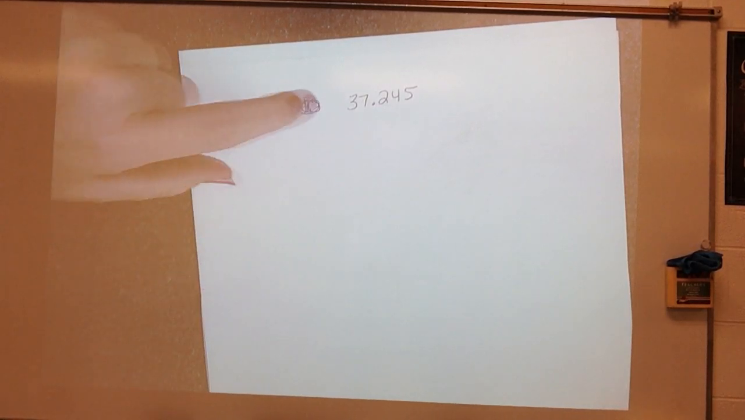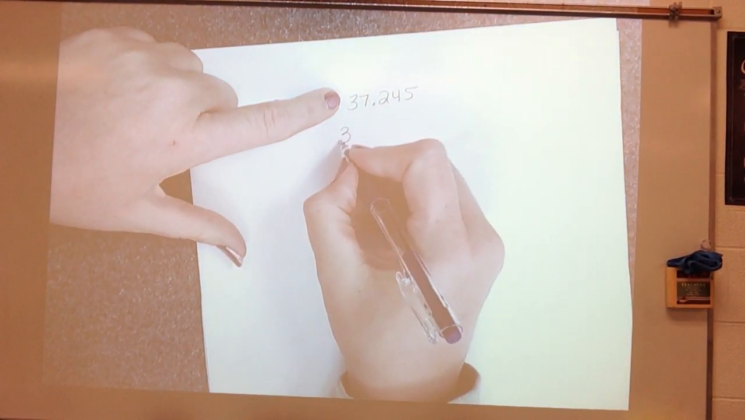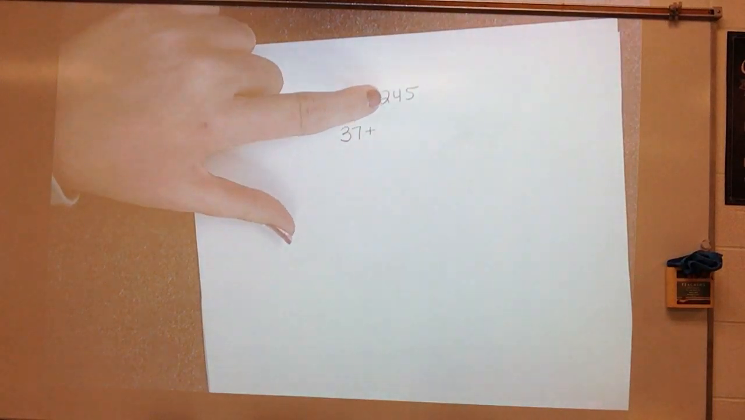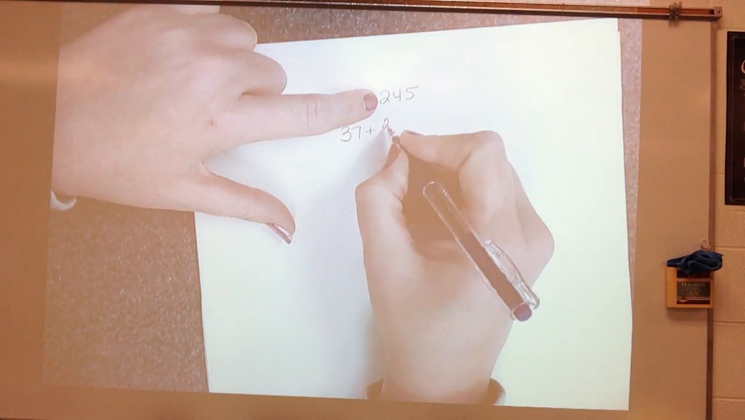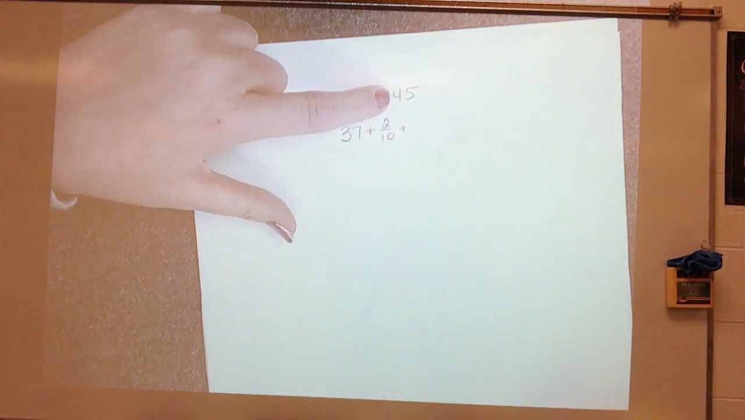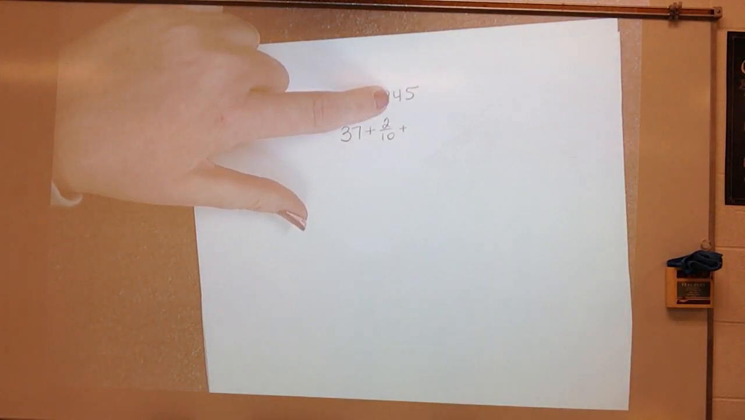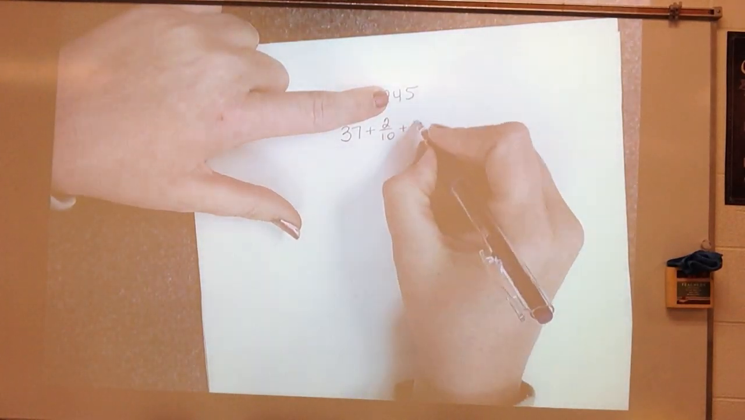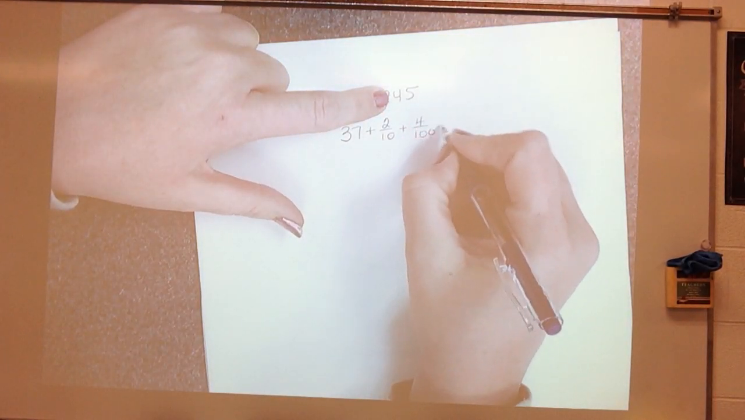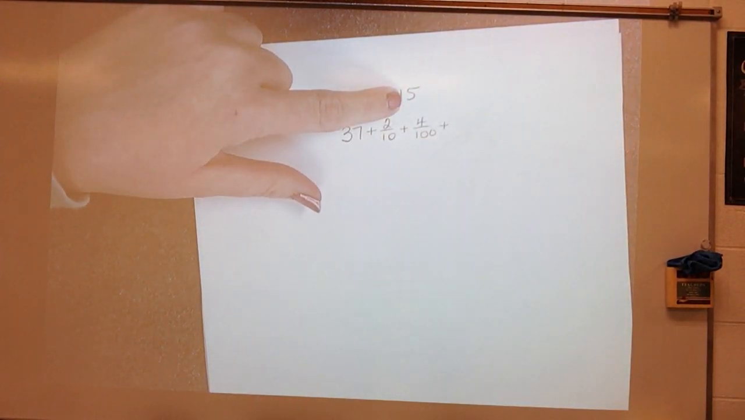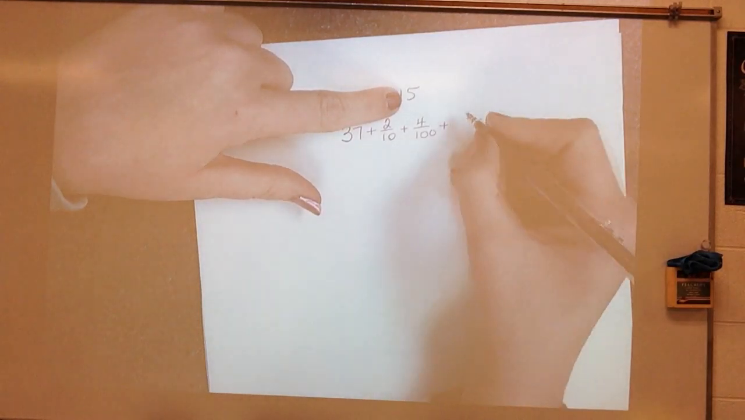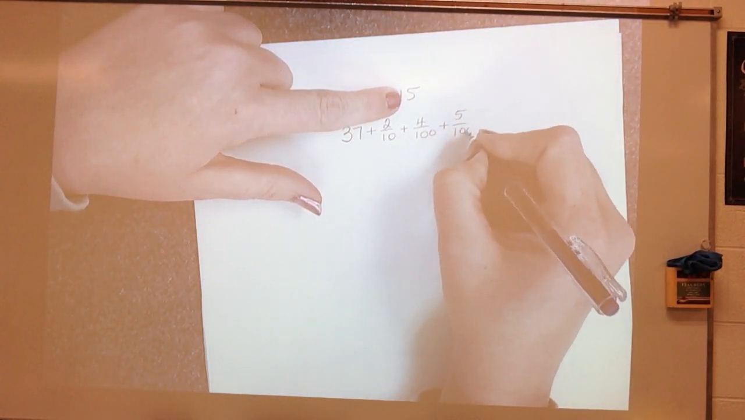All right, so let's think about this. So 37 is a whole number. This is 2/10, meaning 2 over 10. This is the hundredth spot, so it would be 4 over 100. And this is the thousandth spot, so that would be 5 over 1,000.